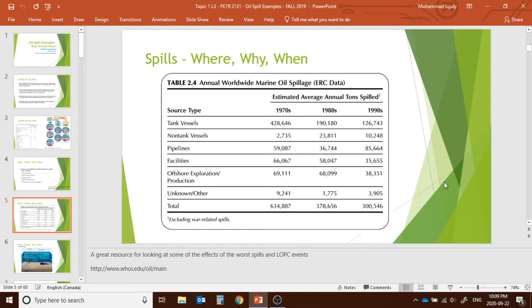The annual worldwide marine oil spillage, you can see the data for the 1970s, 80s, and 90s. You'll find a very interesting thing: during the 1970s, nearly 635,000 tons of oil was spilled. In the 1980s, it came down to 378,000, and the 1990s is 300,000, and I'm pretty sure for 2000 we don't have the data here, but it would be even lower. So we have a decreasing trend. We'll cover that in more detail in later slides.